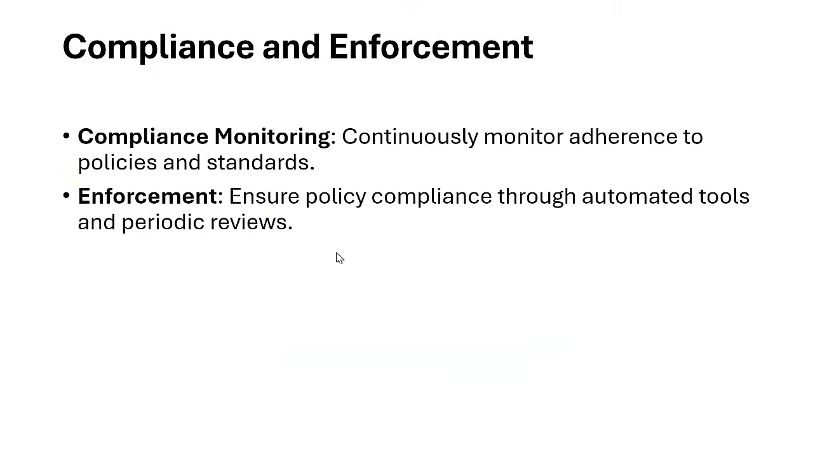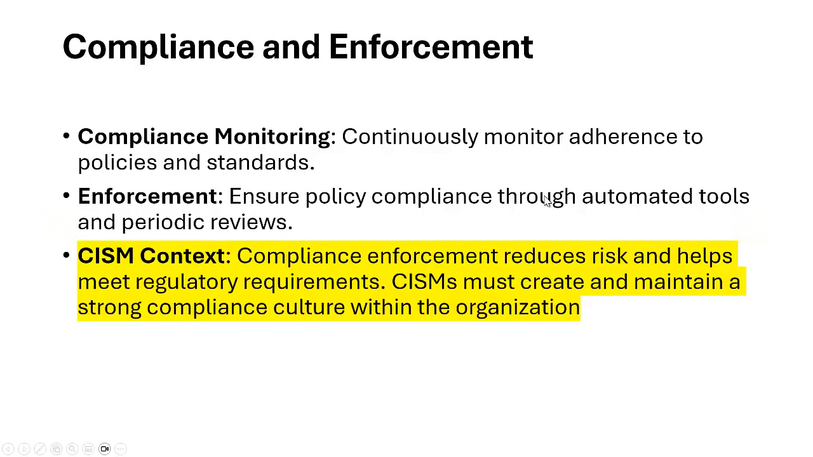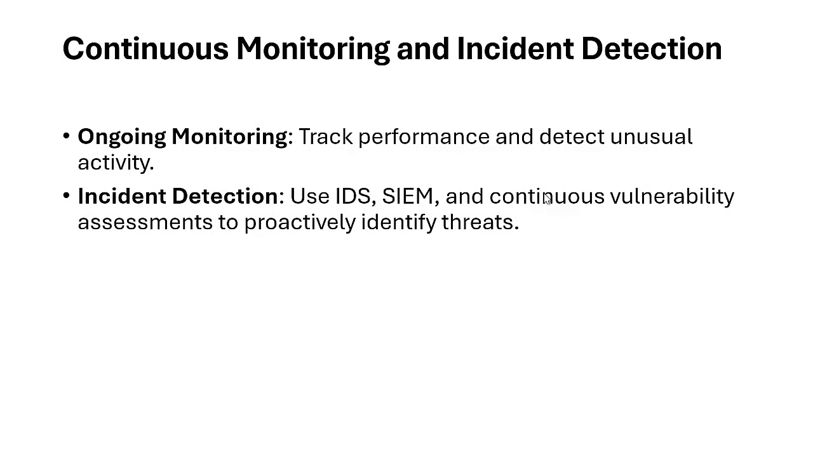The next important part we call compliance and enforcement. So we have to do compliance monitoring. We do continuous monitoring against the policies and standards, and we have to ensure policy compliance through automated tools with periodic review. Compliance enforcement reduces the risk and helps to meet the regulatory requirements. As a CISM, you should create and maintain a strong compliance culture. Whatever you implement, you monitor. So we have ongoing monitoring, with which we can track performance and detect unusual activities.